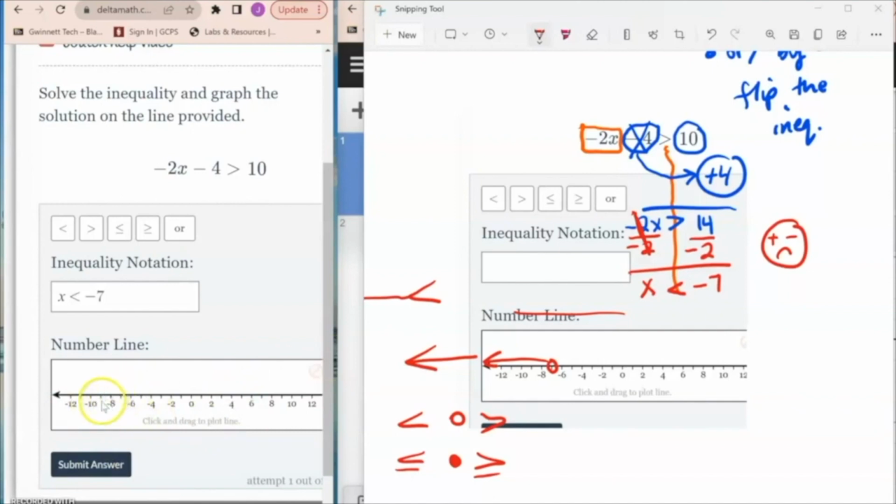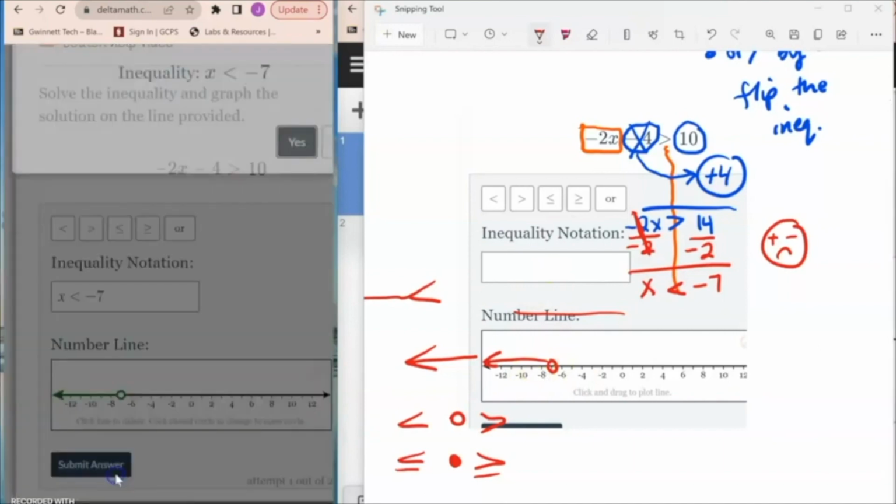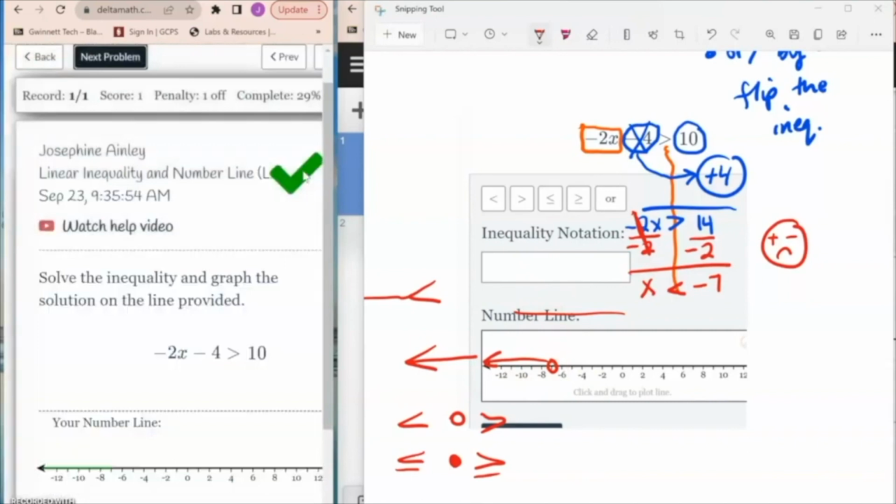What was my number? Negative 7. So it's between here. Okay. Click closed circle to change it to open circle. So my circle was supposed to be what? Open. So I'm going to come here and change it to an open circle, and then submit my answer. Yay. Okay. All right.